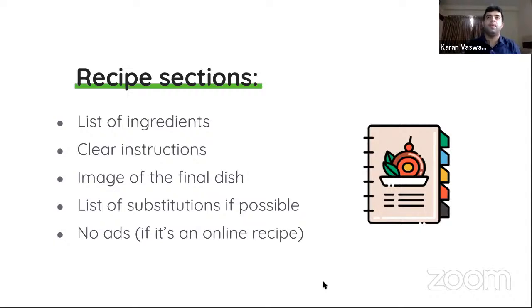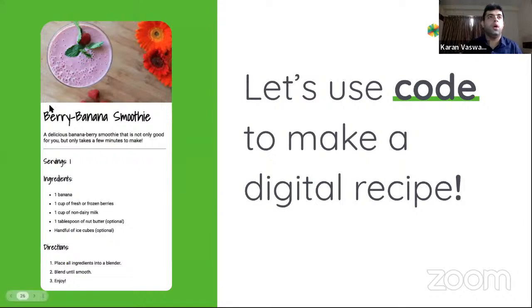Now, in a recipe, you have different sections. So you have the list of ingredients, you have clear instructions, you have an image of the final dish, a list of substitutions if possible for dietary requirements, and obviously you don't want any ads if it's an online recipe as well. So this is what a sample recipe looks like from our BSD project.